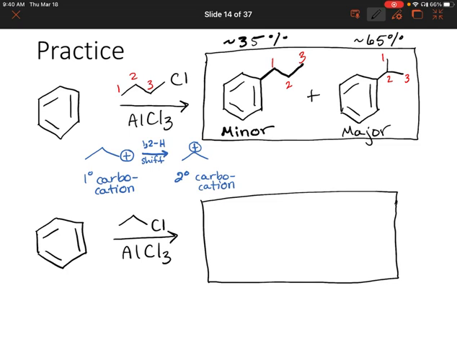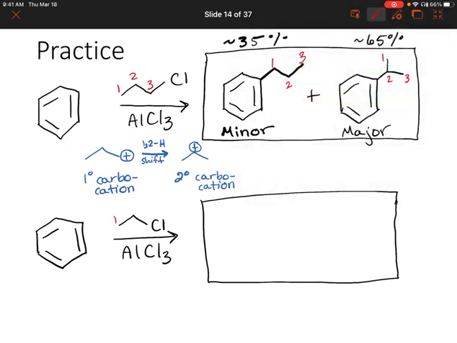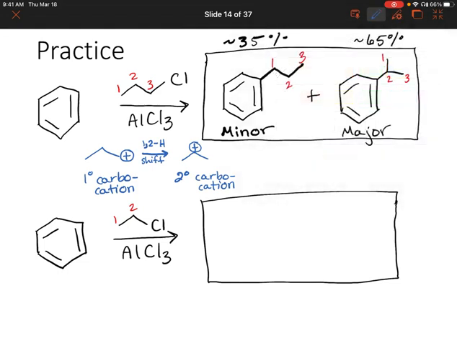But remember that if you have constitutional isomers, which is what these are, you can typically separate them based on boiling point or other physical properties. Okay, so let's look at the second problem. Here we have a 2-carbon chain on our alkyl halide, so we have an ethyl group. And what type of carbocation do we expect to form? A primary carbocation.